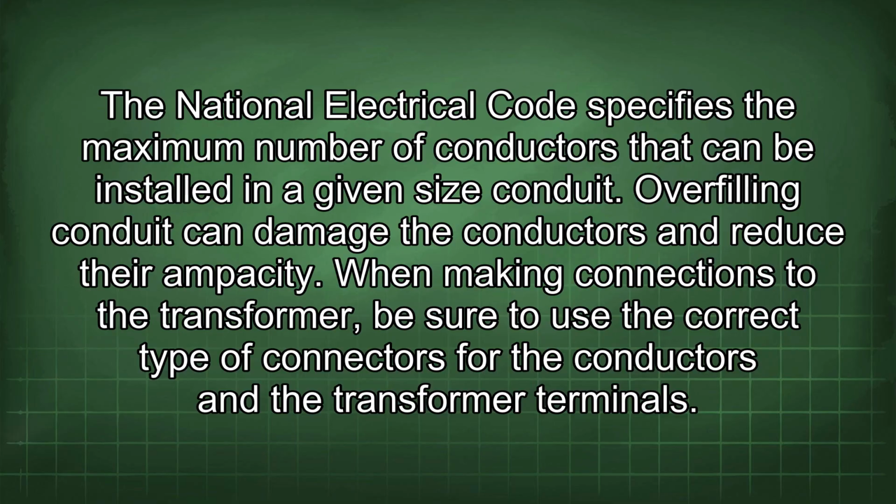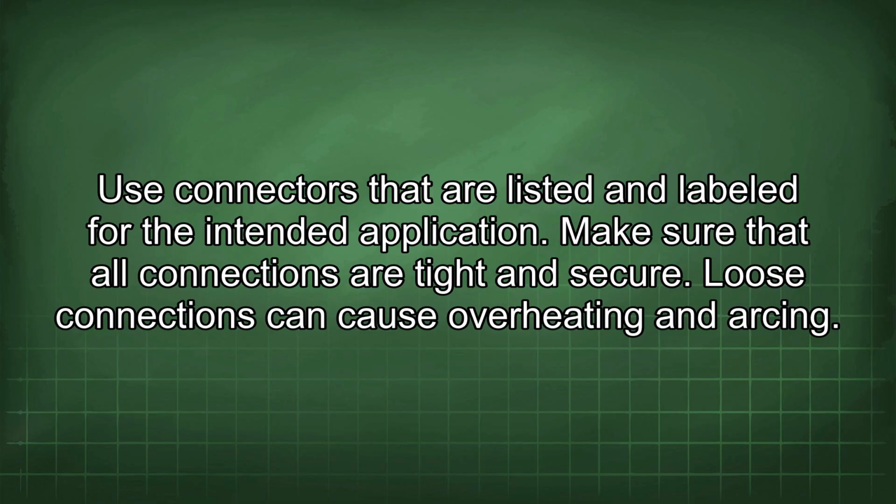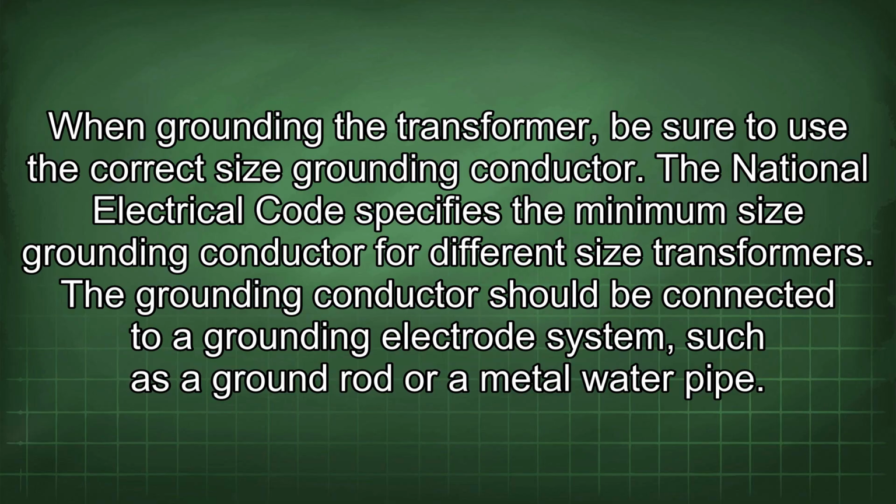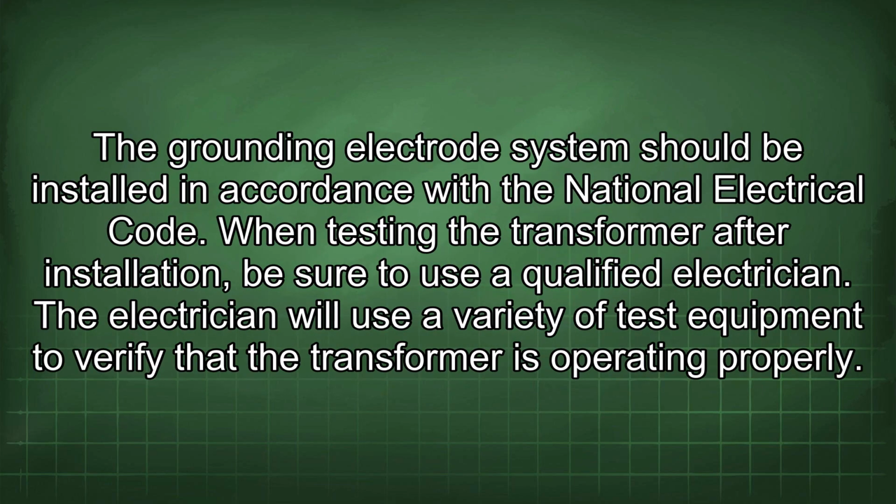When making connections to the transformer, be sure to use the correct type of connectors for the conductors and the transformer terminals. Use connectors that are listed and labeled for the intended application. Make sure that all connections are tight and secure. Loose connections can cause overheating and arcing. When grounding the transformer, be sure to use the correct size grounding conductor. The National Electrical Code specifies the minimum size grounding conductor for different size transformers. The grounding conductor should be connected to a grounding electrode system, such as a ground rod or a metal water pipe. The grounding electrode system should be installed in accordance with the National Electrical Code.